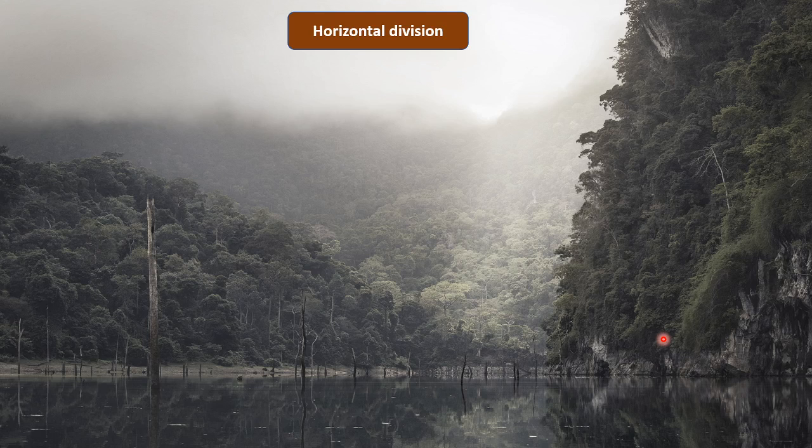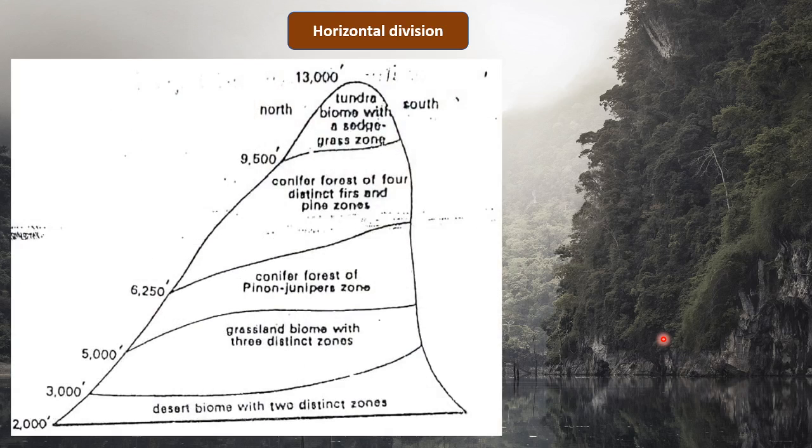Now let us understand a bit more about horizontal division, right? As I told, horizontal division is where we divide the forest or the plant community into various different zones. So these are the different zones. This figure that you are observing is of mountains of western North America, right? So here various zones can be observed. This is zone 1, zone 2, zone 3, zone 4 and zone 5. These are horizontal zones, right?